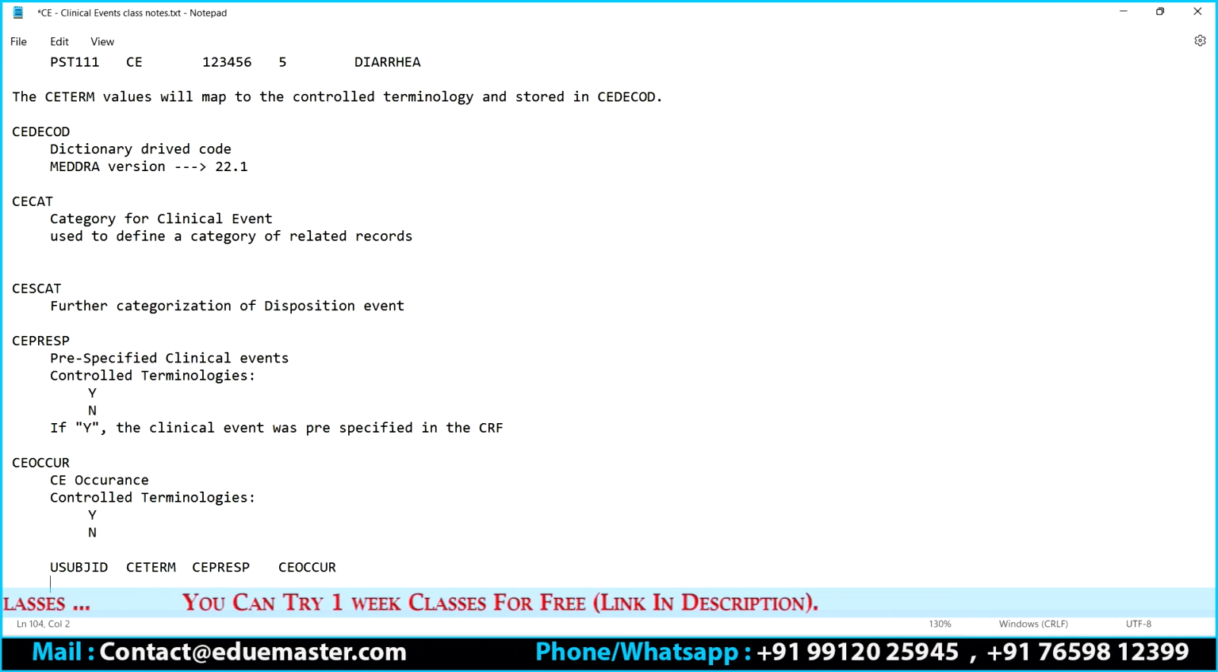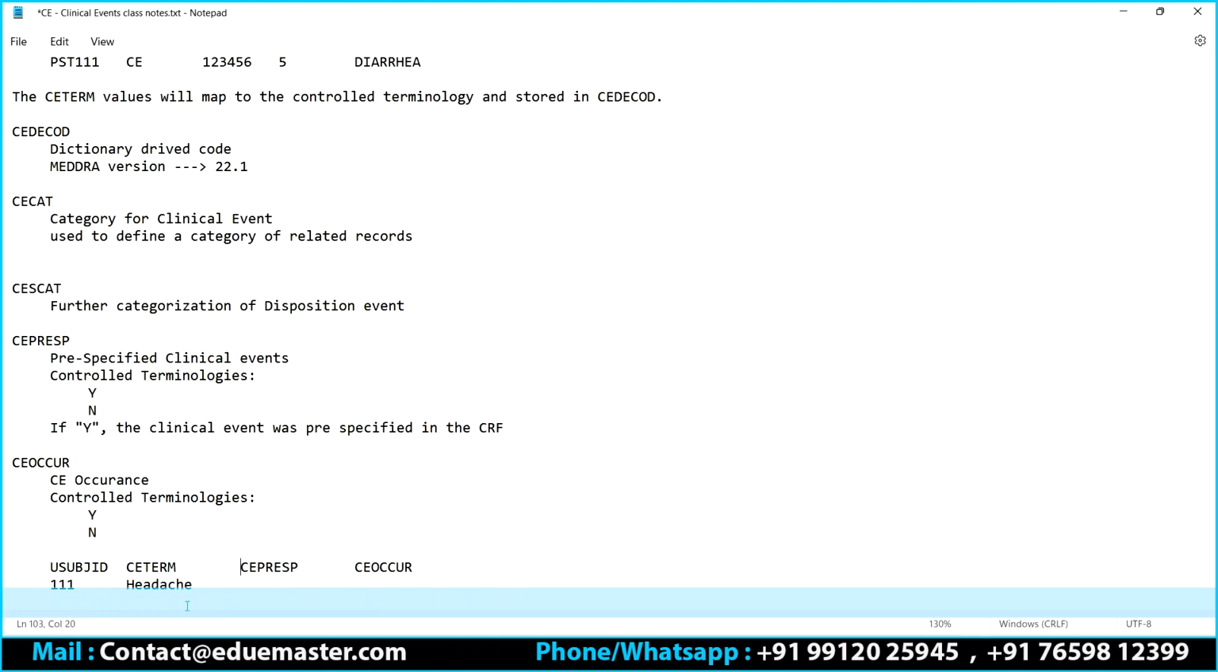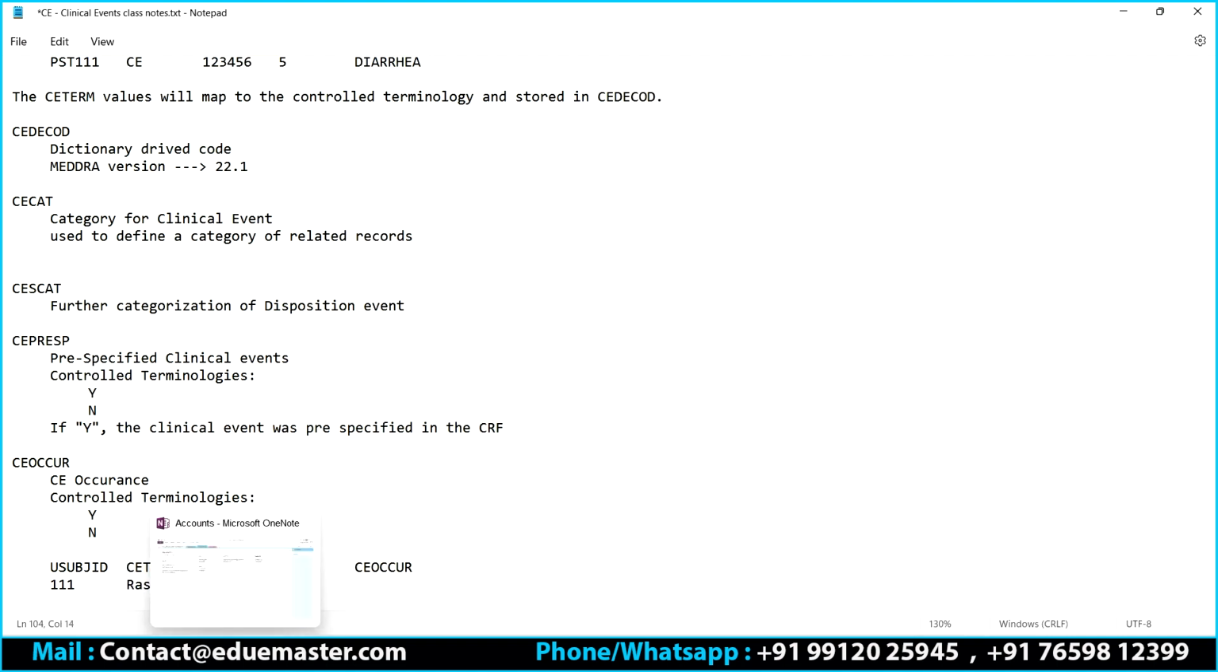So simply we can say that there is a patient with subject ID 111. CE term is going to be, let's say, headache. You can experience headache for this particular one. We talked about rash, right? Let's go with that. Is it pre-specified or not? Yes, by its nature it is pre-specified. For subject 111, it is reoccurring. It is occurring again and again whenever they take this particular study drug.